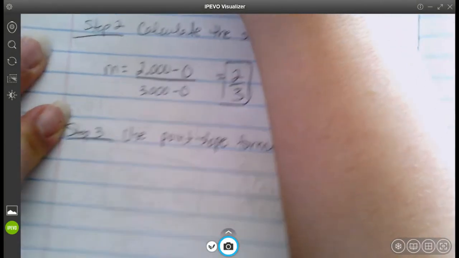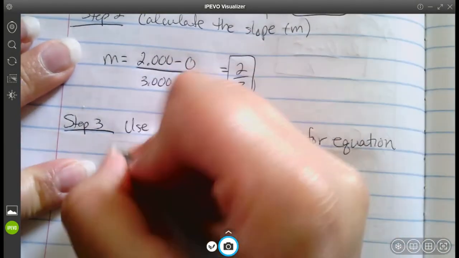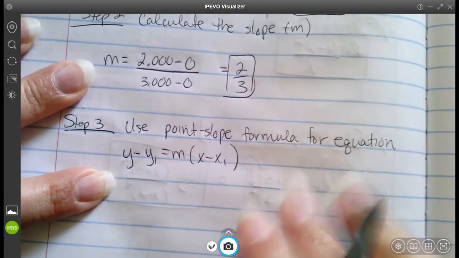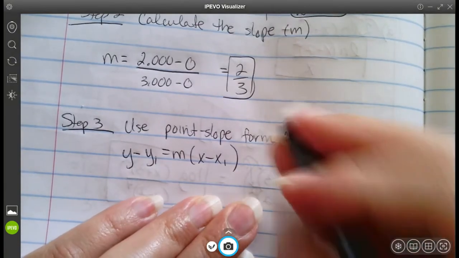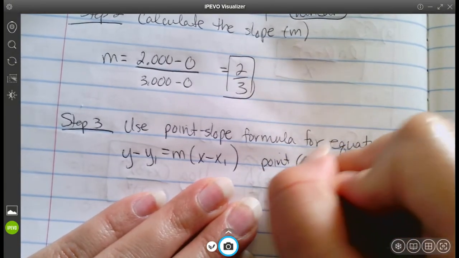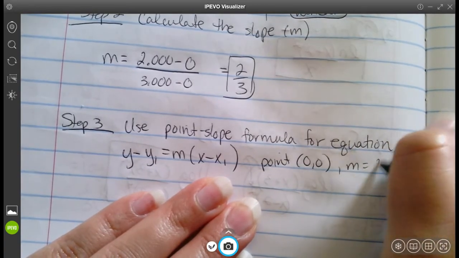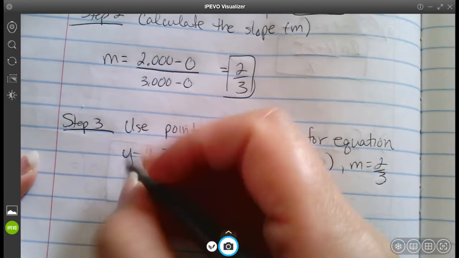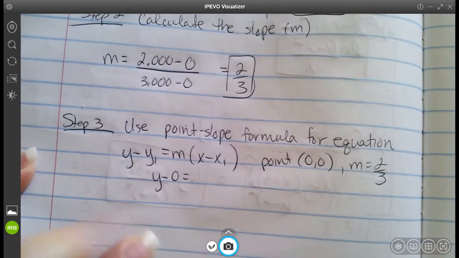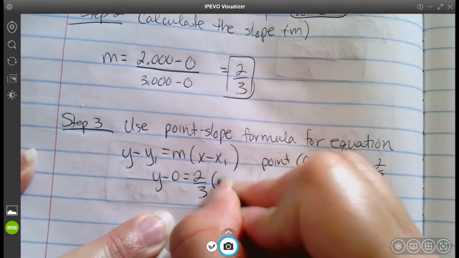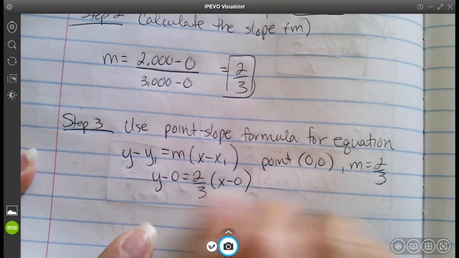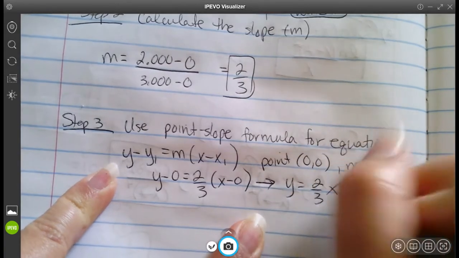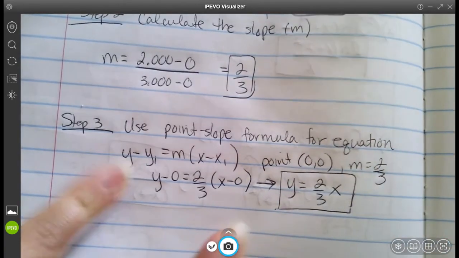And then I'm going to use my point slope formula to find the equation. So this is back from chapter 1. y minus y1 equals m times x minus x1. And of course, because I'm being lazy, I'm going to use the easiest point of 0, 0, and my m is 2/3. So when I plug everything in, it comes out super nice. So let's see, y minus 0 is equal to 2/3 times x minus 0. So when I simplify this, I just end up with y equals 2/3 x. And we're kind of sort of done, okay?